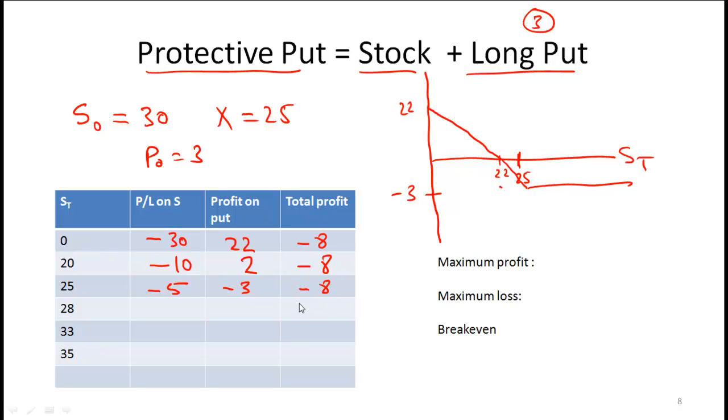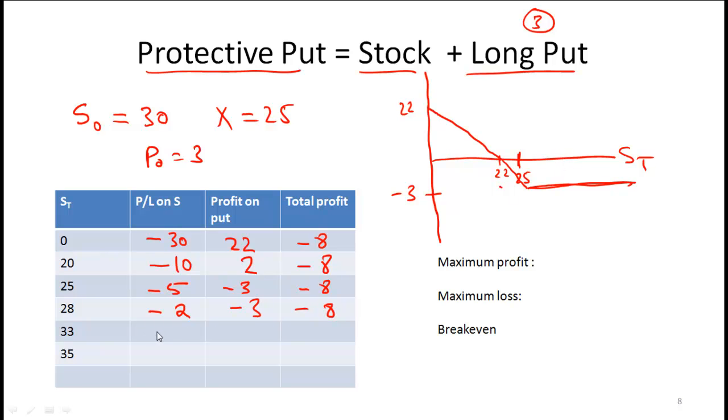What if the stock price now goes up to 28? Then the loss on the stock is 2. What about the profit on the put? If the stock price now is at 28, we are in this region where the put is out of the money, so we are simply making a loss of 3, and the total loss again is 8. When the stock goes up to 33, now we are in this region.